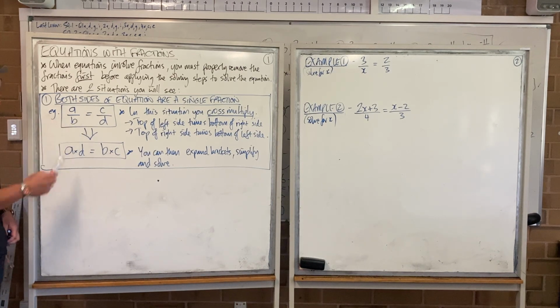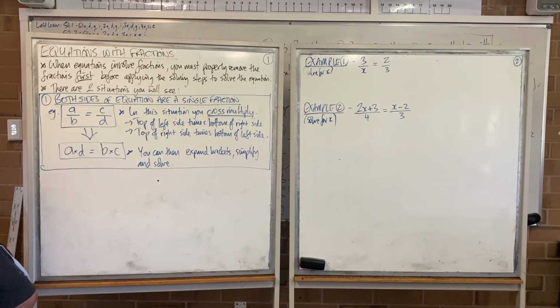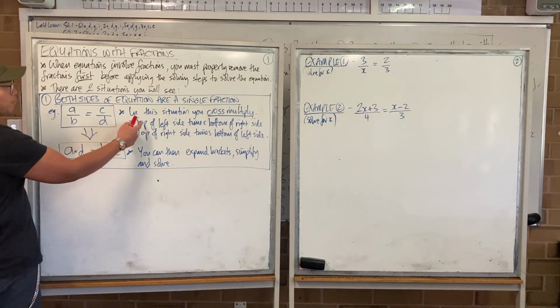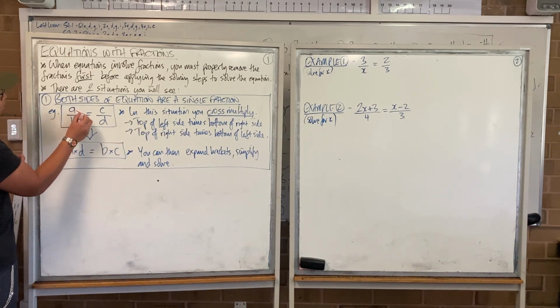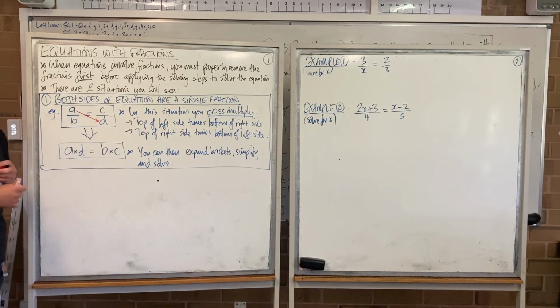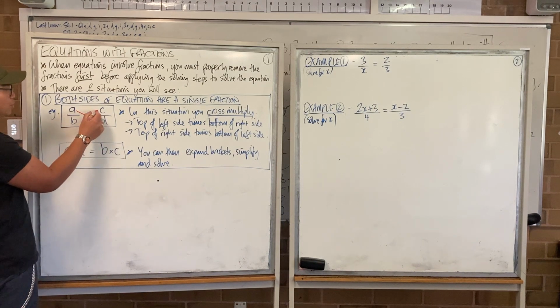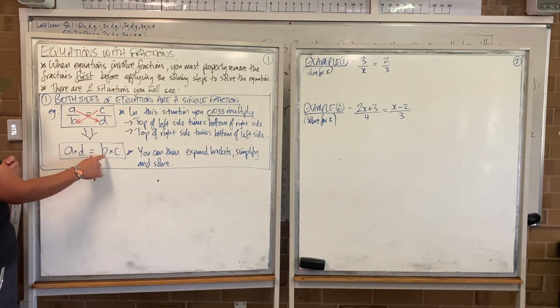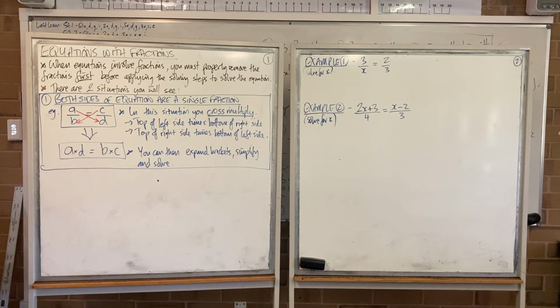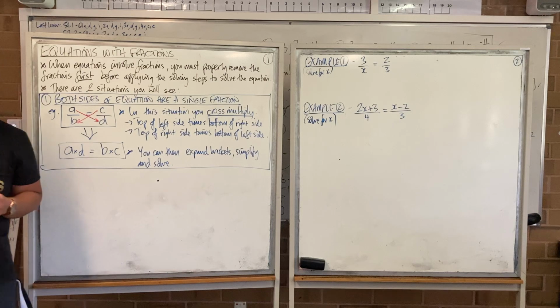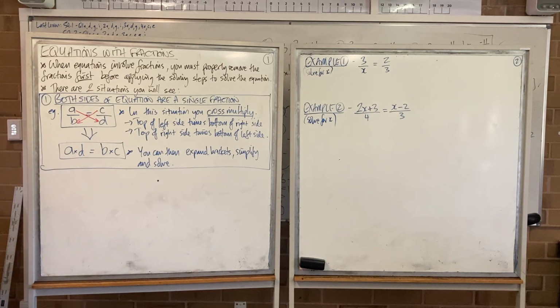Yeah. In this situation, you do something called cross multiply. What does that mean? The top of the left side, you multiply by the bottom of the right side. That's where the a times by d comes from. And then the top of the right side, you times by the bottom of the left side. That's where you get the b times by c. Once you've done that, you literally do what I've been teaching you now. That's how you handle when the equation has one fraction on the left and one fraction on the right.